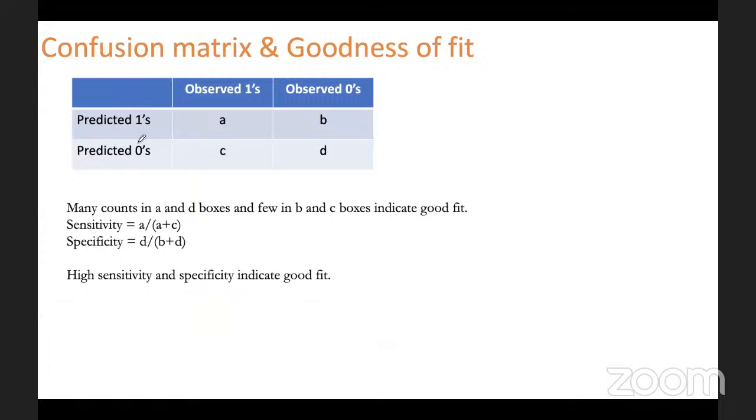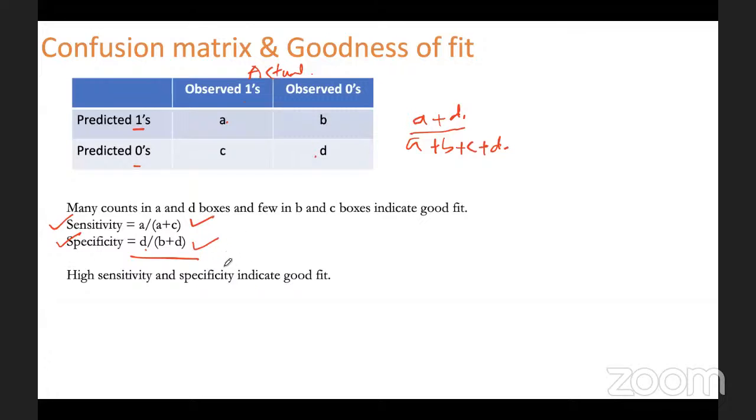So like this, predicted ones and predicted zeros, observed, these are actual ones and actual zeros. Based on this, A plus D by total, A plus B plus C plus D, is the accuracy of a classification algorithm using this confusion matrix. So this matrix is called the confusion matrix. Also we would find out sensitivity and specificity. The sensitivity is A by A plus C and the specificity is D by B plus D. For a good model, the accuracy as well as sensitivity and specificity should be high.